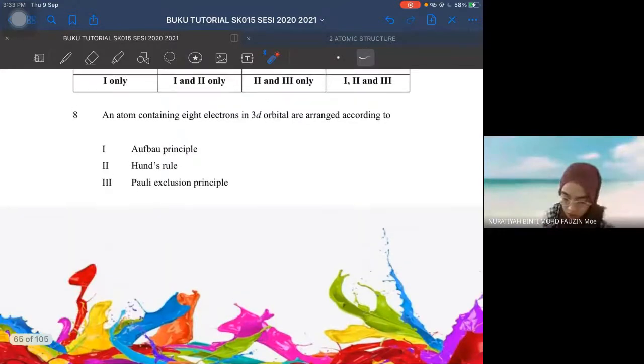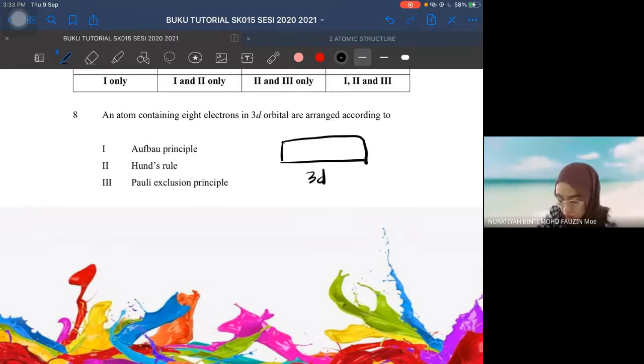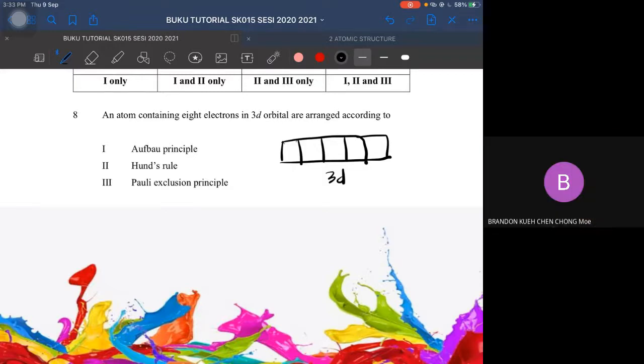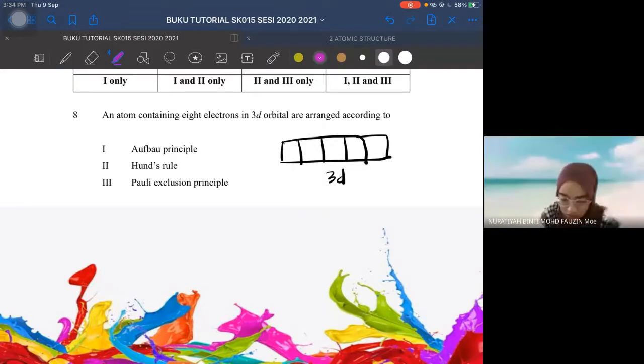Number 8. An atom containing 8 electrons and 3D orbital are arranged according to... oh, 3D orbital. Okay, so let's indicate 3D orbital. 1, 2, 3, 4. What principle is applied here? Pauli exclusion principle. Right, so we will use Hund's rule and Pauli here. We don't use Aufbau because it already says 3D orbital. We are not differentiating the energy of orbitals. Aufbau is for differentiating the energy of orbitals.